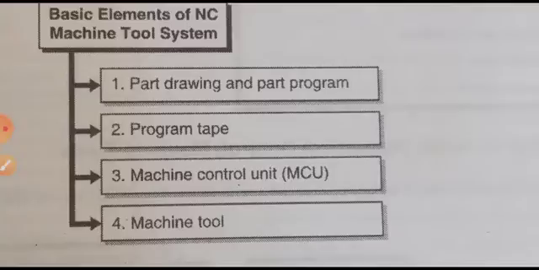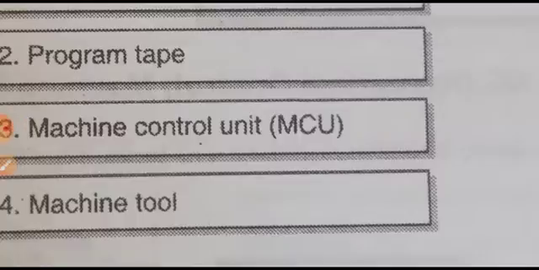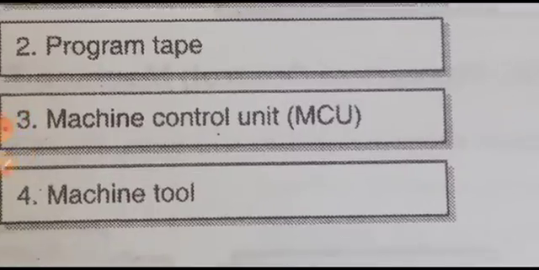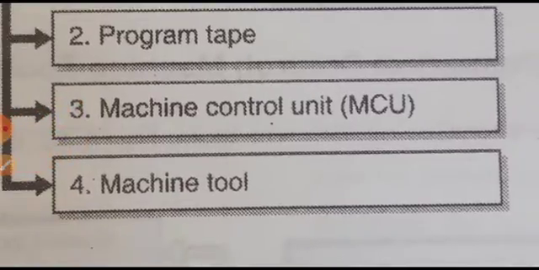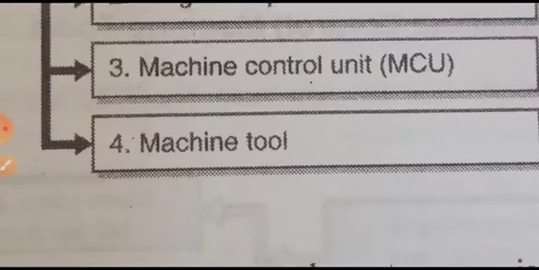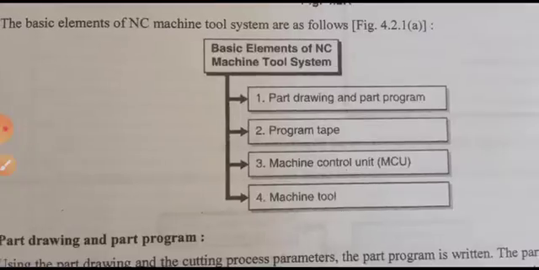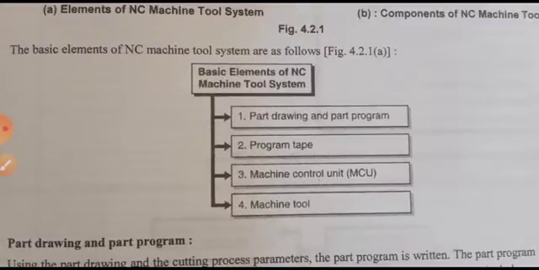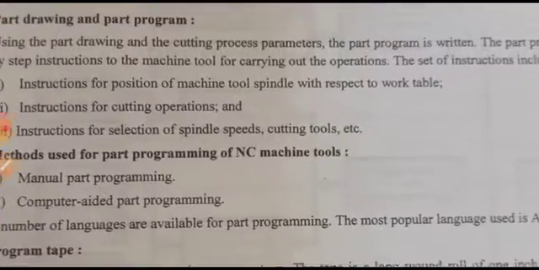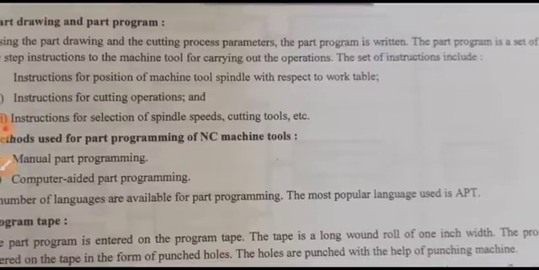Let's see the basic elements of an NC machine tool. First one is the part drawing and part program, then the program tape, and then the MCU, that is the machine control unit, not Marvel Cinematic Universe. It is the machine control unit. And then the fourth one is the machine tool. Okay, let's see the part drawing and part program.